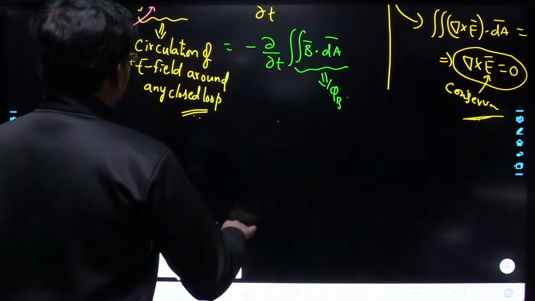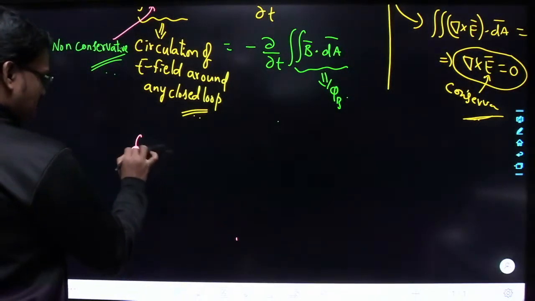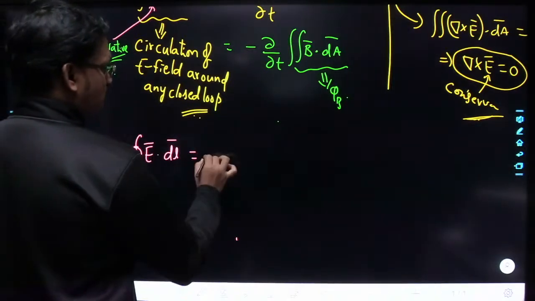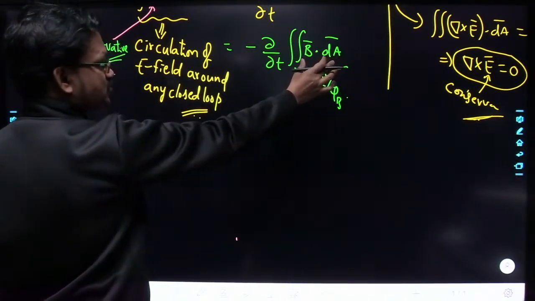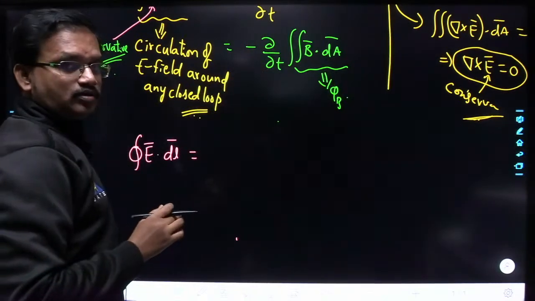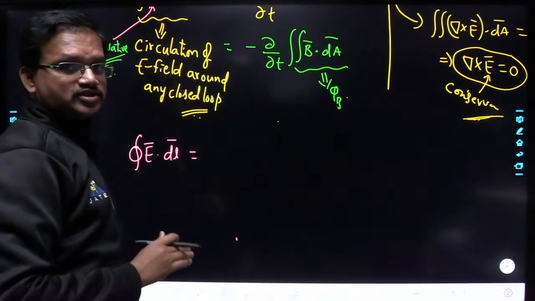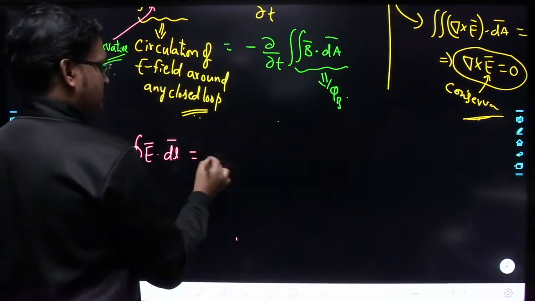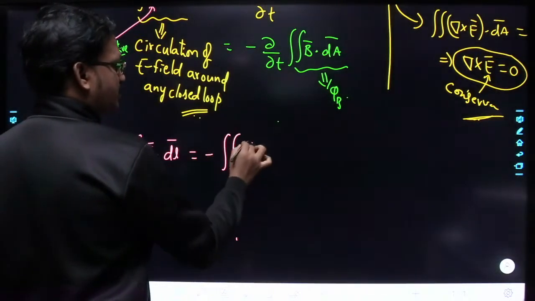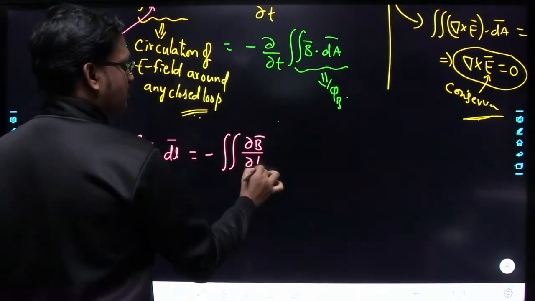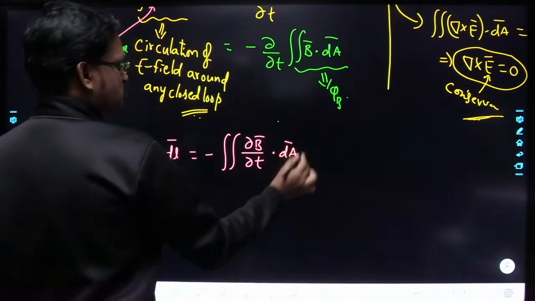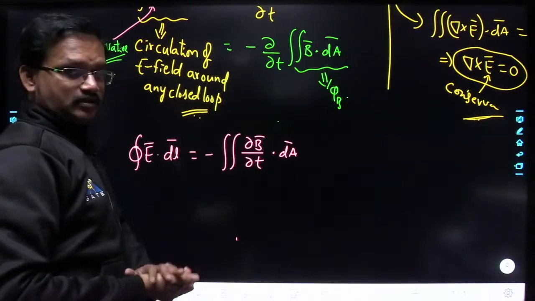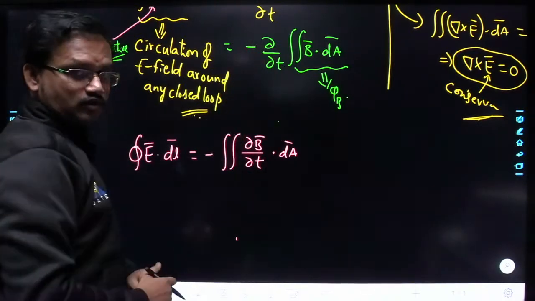That is, the circulation of electric field around any closed loop is equal to, so here integration is with respect to space and differentiation is with respect to time. So the time operation and spatial operation are independent of one another. So you can represent the same expression as minus the double integral of dou B bar by dou t dot dA bar. Whether you represent it in this manner or that manner, it doesn't matter. Both are the same.